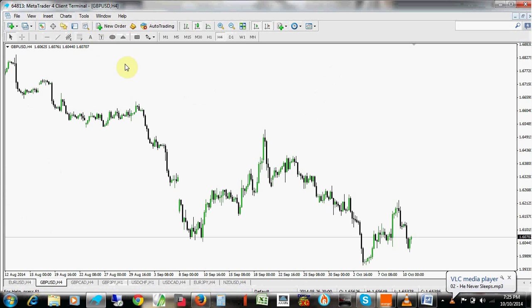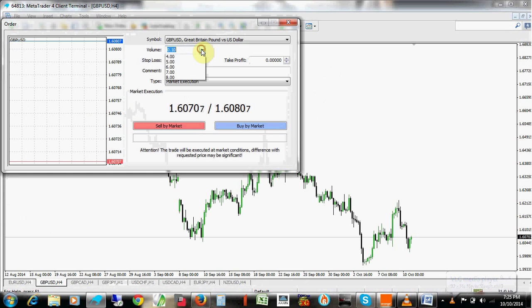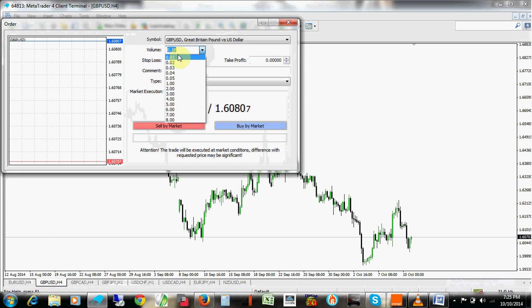This is for placing an order. This is the most important part of this platform, how you place an order. So this is where you click place new order, you type the volume, the number of volume you want, one standard lot, two standard lot, depending with the amount of money you have, and you're set. Then you put your buy or sell, put your stop loss, put your take profit and all that stuff.